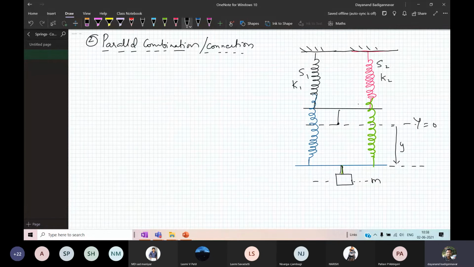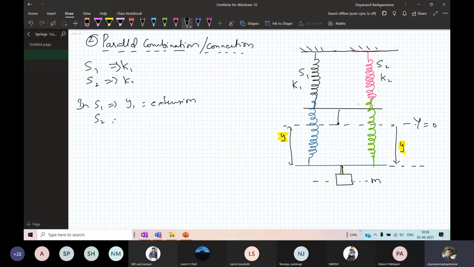Now if you look at the springs S1 and S2, S1 has a spring constant of K1 and S2 has a spring constant of K2. In both cases, when I apply a mass, S1 is elongated by Y, and S2 is also elongated by the same displacement Y. You are getting the point. Since they are in parallel, both S1 and S2 have the same elongation. So in S1, I can write Y1 as the elongation or extension.